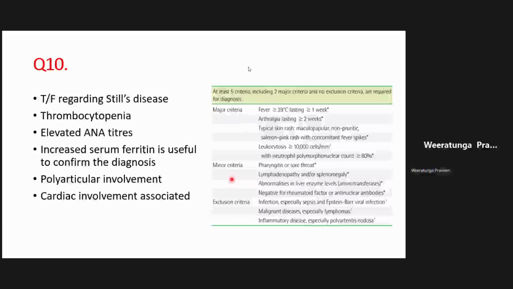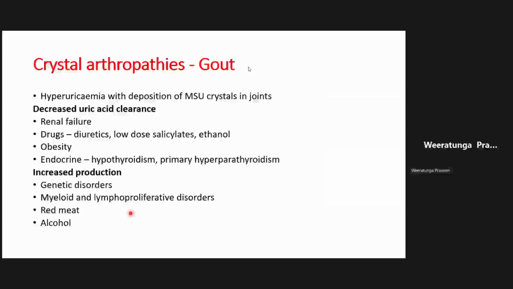Still's disease and systemic onset JIA are the same. Yes. Systemic onset JIA is used mostly for children, while this is in adults. It's essentially the systemic onset JIA in adults. Right? Sorry. Okay. Any questions up to now? Questions?